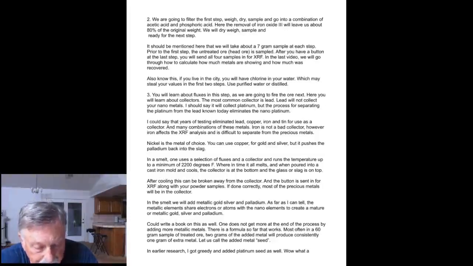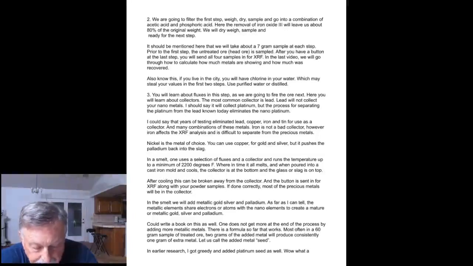Could write a book on this as well. One does not get more at the end of the process by adding more metallic metals. There is a formula so far that works. Most often in a 60-gram sample of treated ore, 2 grams of the added metal will produce consistently 1 gram of extra metal. Let us call the added metal seed.